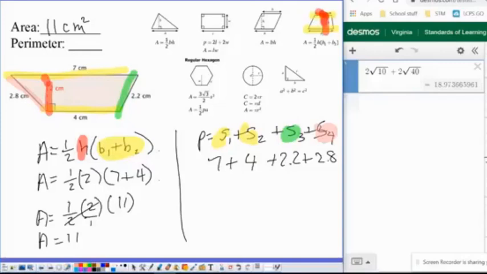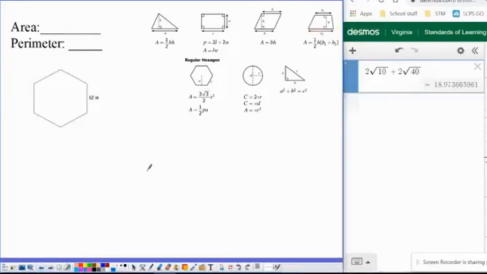So 7 plus 4 plus 2.2 plus 2.8 actually follows what we want. And 7 plus 4 is 11, and then we have 2 plus 8 is 10, so we carry the 1, 2 plus 2 is 4, plus 1 more is 5. So we have 11 plus 5 is 16. So my perimeter all the way around is 16 centimeters. Remember, area is units squared, and perimeter is just normal units.